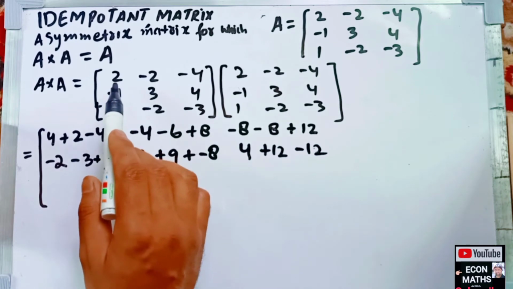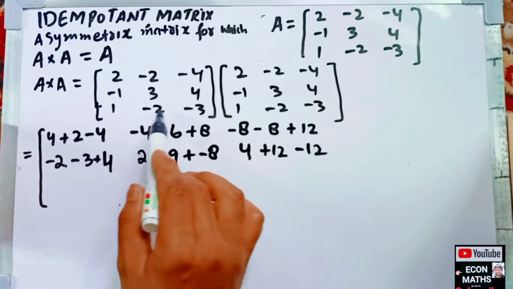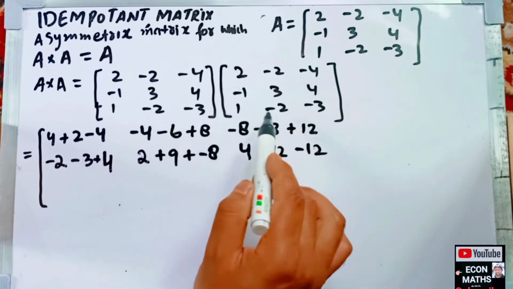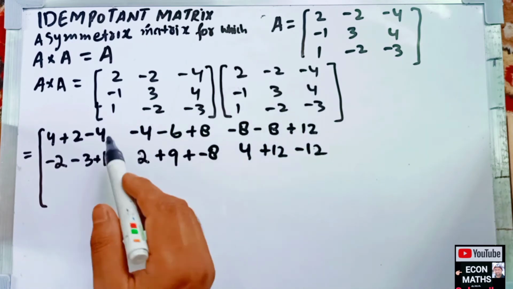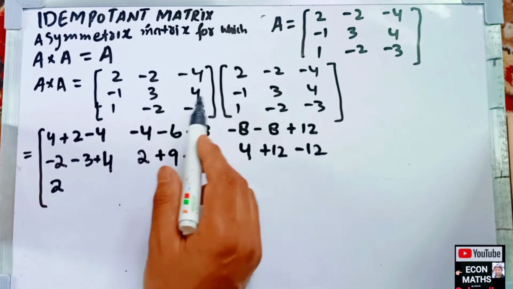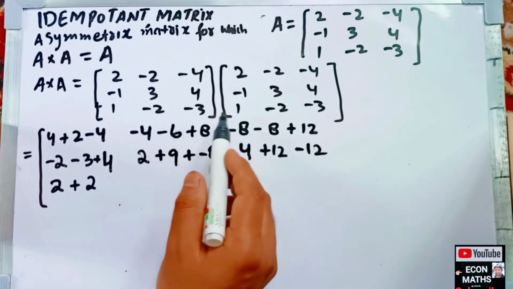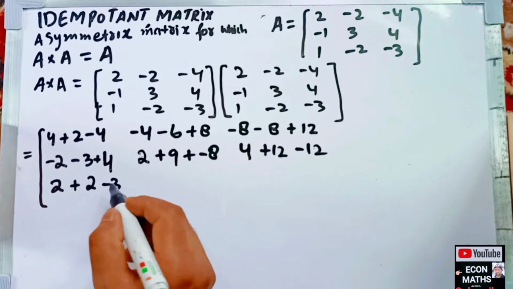Now after the first row and second row, we will see the third row, first column, third row, second column, third row, third column. So here it is 1 into 2, that is 2. Minus 2 into minus 1, that is plus 2. And minus 3 into 1, that is minus 3.